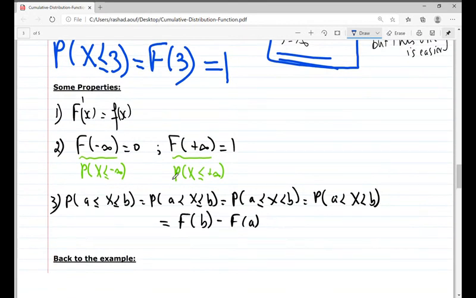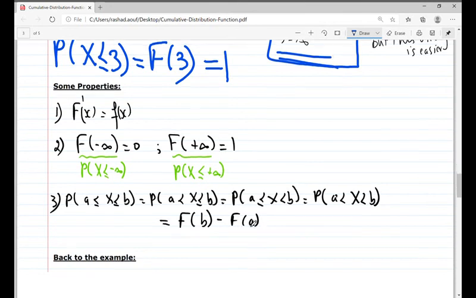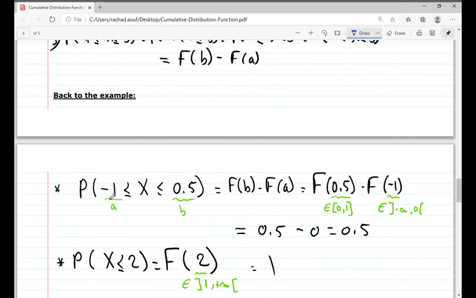Always F of minus infinity is equal to 0. Always F of plus infinity is equal to 1. The probability for x between any two values, whether there is an equal sign or not, is the same: F of b minus F of a. For example, the probability of x between minus 1 and 0.5, where minus 1 is a and 0.5 is b, is F of b minus F of a, which is F of 0.5 minus F of minus 1. 0.5 is between 0 and 1, where F of x equals x, so F of 0.5 equals 0.5. Minus F of minus 1: minus 1 is between minus infinity and 0, where the value is 0. So 0.5 minus 0 equals 0.5.